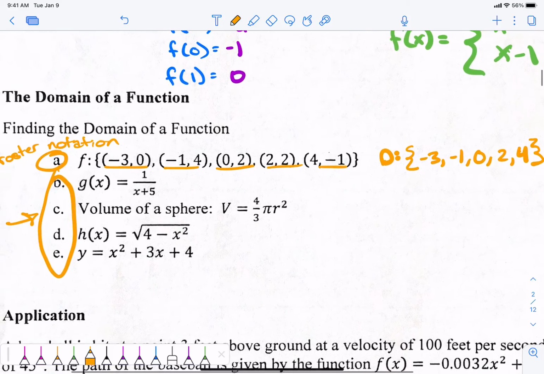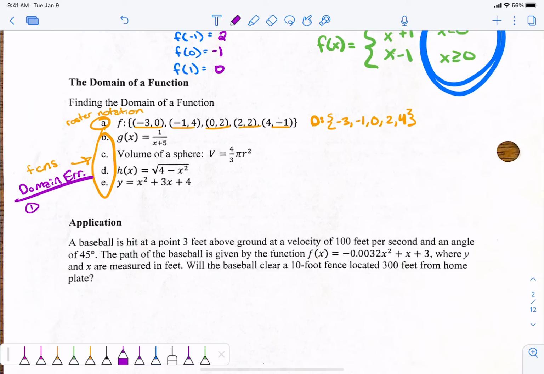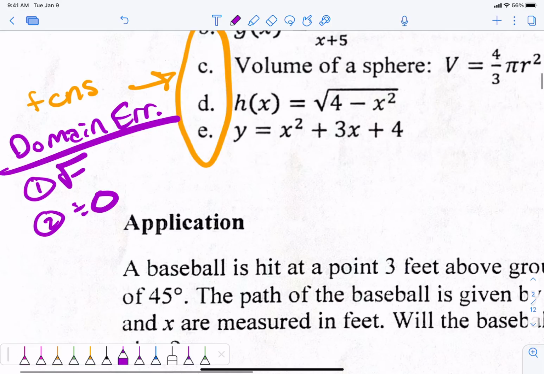Now, when we're dealing with functions, there are 2-ish things that screw up a domain, and I call them domain errors. You can't have a negative inside of a square root, or you can't divide by 0. That's the 2. There's also one more thing, which we'll get to in a second, like a half of an error that you could have. But really those 2 things are what we're looking for: you can't divide by 0, and you can't have a negative inside of a square root.